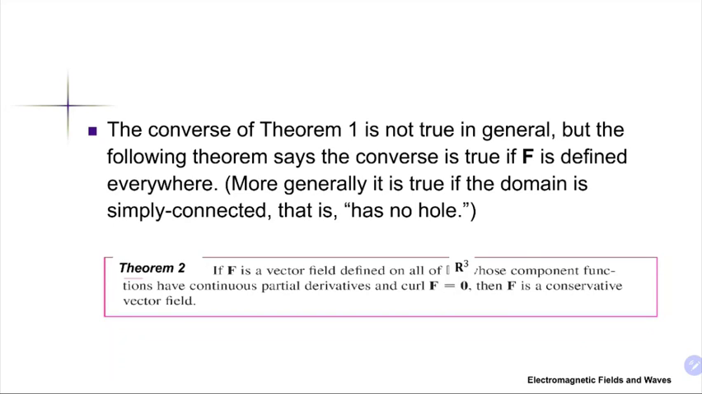So we come to another theorem. It says if the vector field F is defined in three-dimensional space and has continuous partial derivatives, and the curl of that vector field is equal to 0, then the vector field will be conservative. Basically, theorem 1 and theorem 2 mean more or less the same thing. It's just that it's quantified that the vector field has to be in three-dimensional space and has continuous partial derivatives.